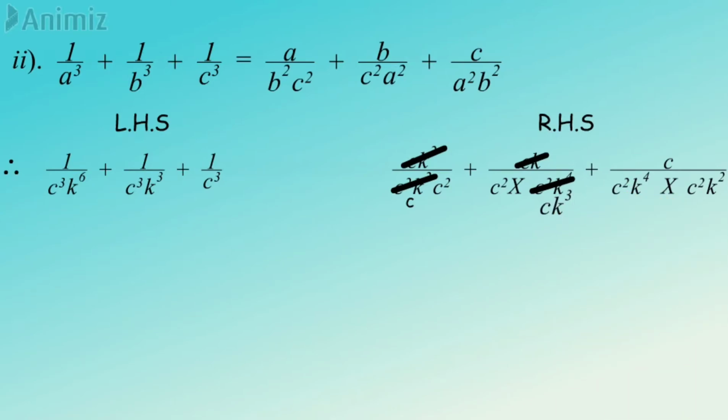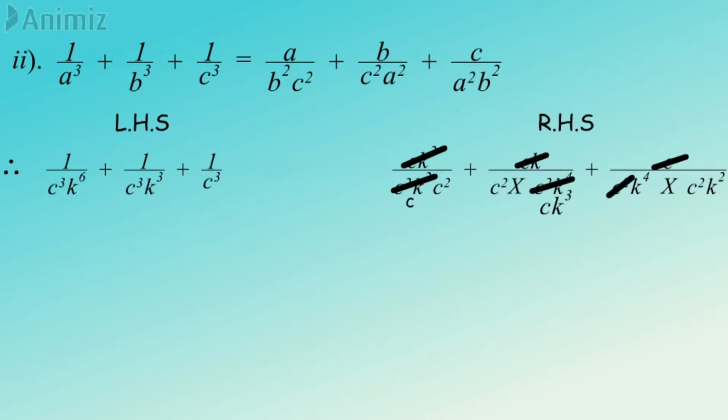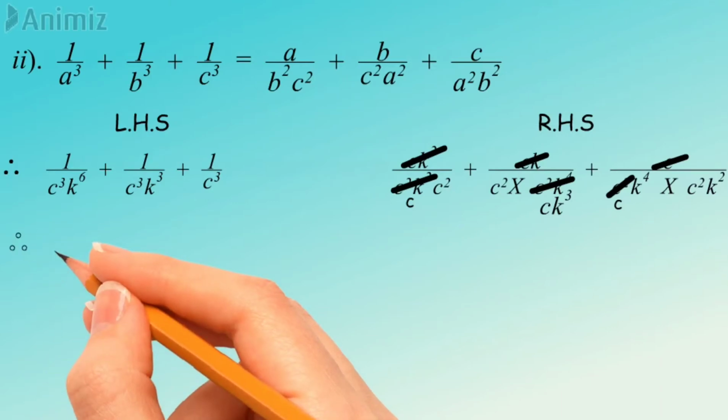Same way cancel c in the third fraction of right hand side. When you cancel, you will get one remaining c in the denominator. Now, on the left hand side, first take 1 by c cube common. What you will get when you take 1 by c cube common?